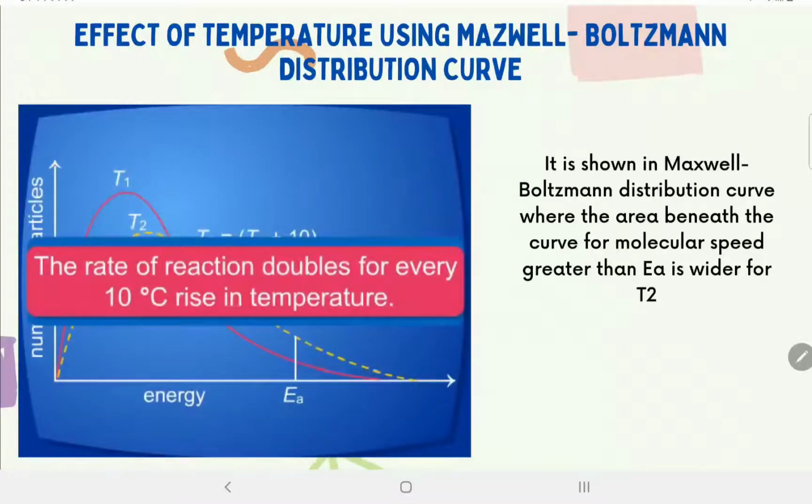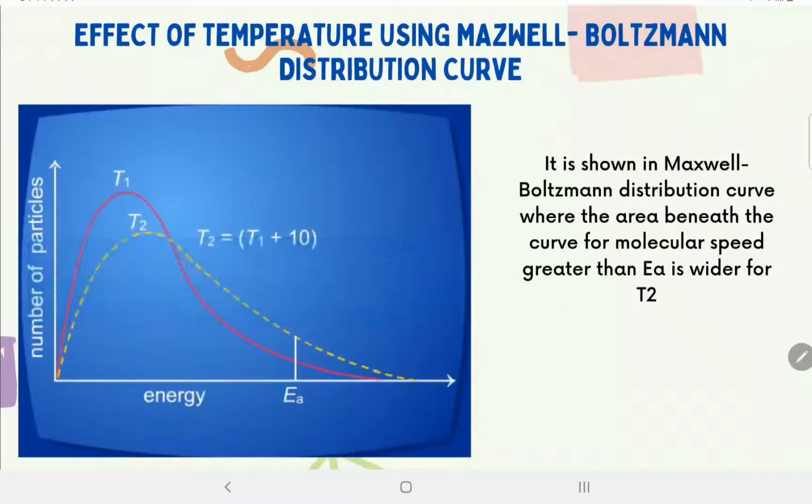Roughly, the rate of reaction doubles for every 10 degrees Celsius rise in temperature, as shown in the following Boltzmann distribution curve. At the temperature T1, the number or the fraction of particles having energy equal to or greater than the activation energy is given by the area ABC. At T2, where T2 equals T1 plus 10, the number of molecules having energy equal to or greater than the activation energy approximately doubles, as given by the area ADF.